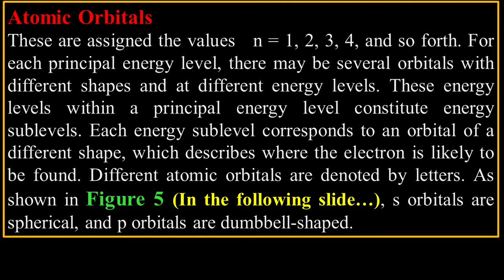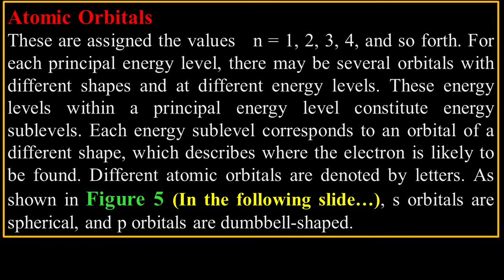For each principal energy level, there may be several orbitals with different shapes and at different energy levels. These energy levels within a principal energy level constitute energy sublevels, that's SPDF. Each energy sublevel corresponds to an orbital of a different shape. See how we're using orbital? It has many definitions. Let's read that again. Each energy level corresponds to an orbital of a different shape, which describes where the electron is likely to be found.